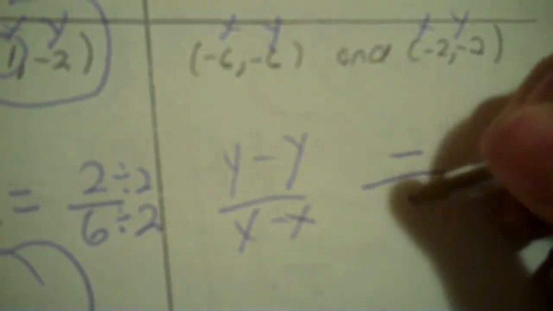Okay, next point, xy, xy. Okay, so I compare the x's. Negative 2 is higher value than negative 6. Okay, so negative 2 over negative 2, and then negative 6 over negative 6. So negative 2 minus negative 6, that's the same as negative 2 plus 6, and the same here. So we get 4 over 4.